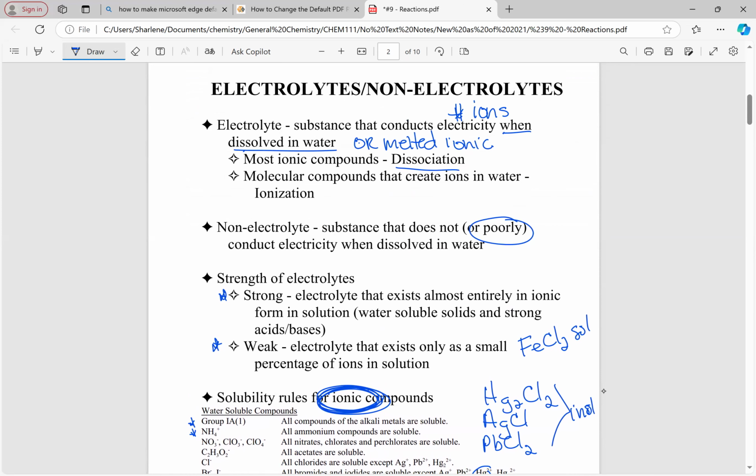An electrolyte is a substance that conducts electricity when dissolved in water or when it's melted into its ions. Most ionic compounds, when they dissolve in water, it's called dissociation. And there are a few molecular compounds that will create ions in water. That's called ionization. We will play with those two terms a little bit later. If it does not conduct electricity after it's dissolved in the water, we call it a non-electrolyte. And there's two strengths. It is either a strong electrolyte, which means it dissolves pretty much 100%, or it is a weak electrolyte, which means it's anything less than 100%.